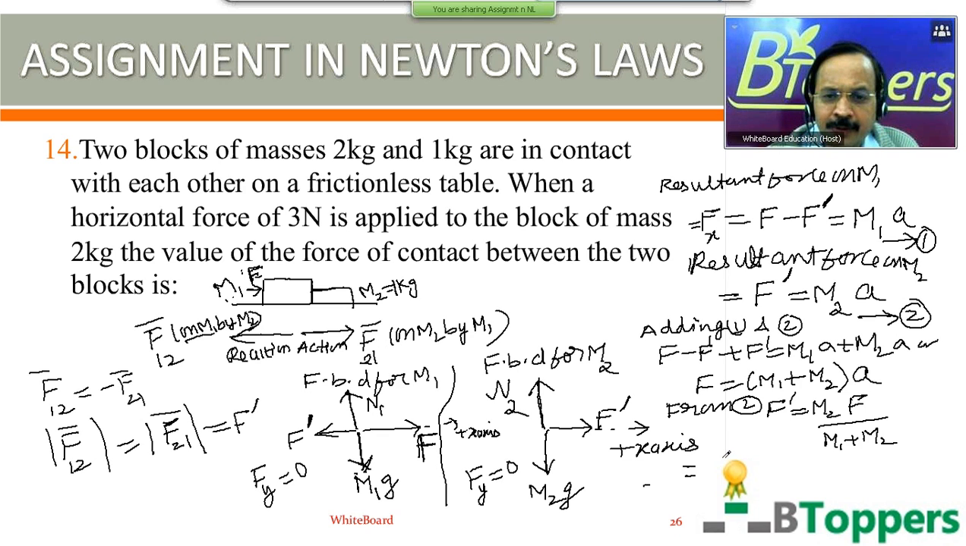You can substitute the values. M2 is given to be 1 kg. M1 is given to be 2 kg. F is given to be 3 Newton. You can simplify it yourself. So the magnitude of the contact force between the two blocks is 2 Newtons. I'm sorry, not 2 Newtons. The magnitude of the contact force between the two blocks, you will get as 1 Newton. So the answer is 1 Newton.